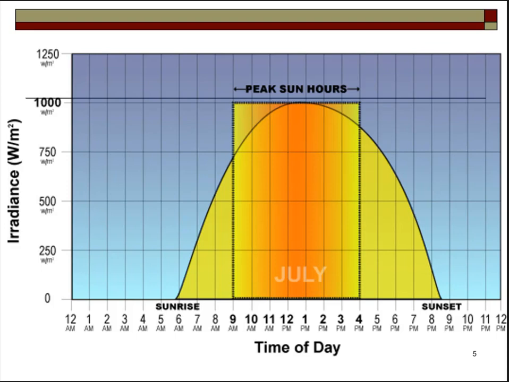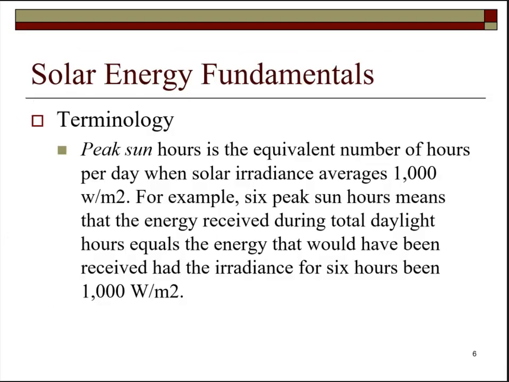This is a quantity, peak sun hours, that is used to represent the solar intensity in tables. We will cover this more later. Here's a rather formal definition of peak sun hours. Peak sun hours is the equivalent number of hours per day when the sun radiation averages 1,000 watts per meter squared.